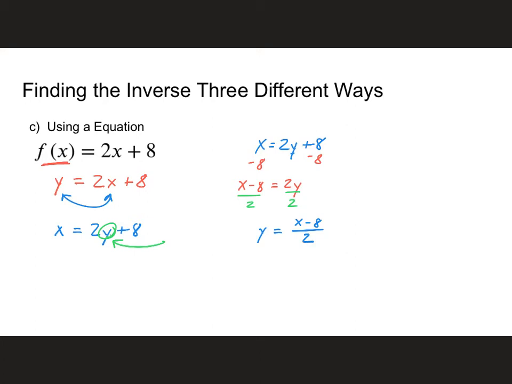That's a fine answer, folks. That would be acceptable for an inverse function. But I could also distribute the division and do x divided by 2 minus 8 divided by 2. What's that mean? That gives me the equation y equals 1/2 x minus 4. That's a better answer, but like I said, I would go back and accept y equals x minus 8 all over 2.